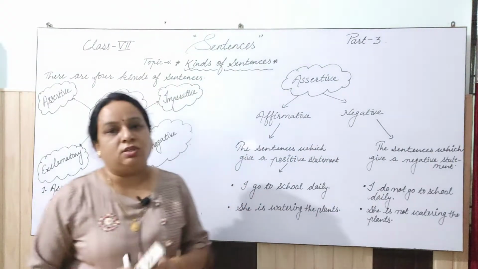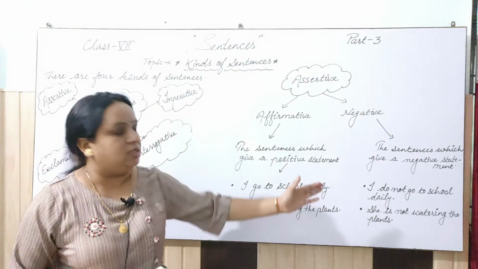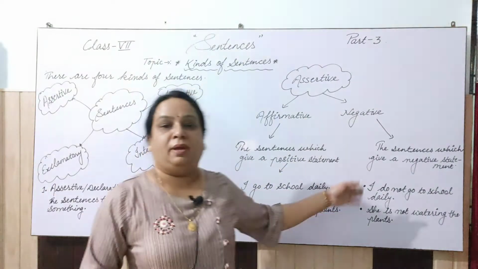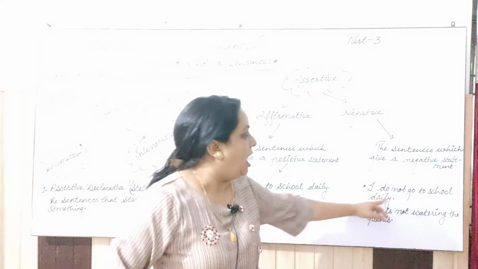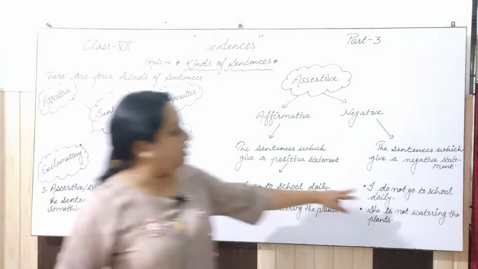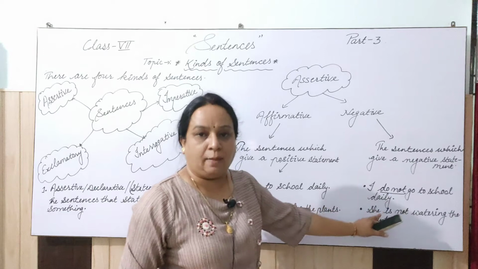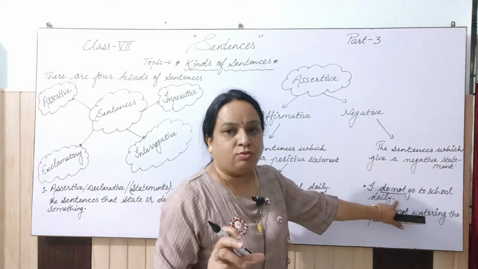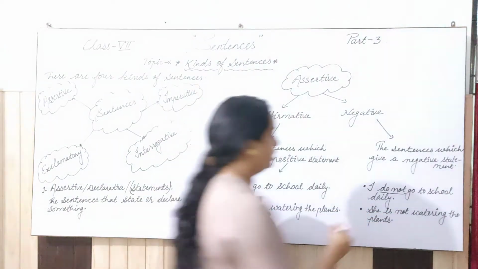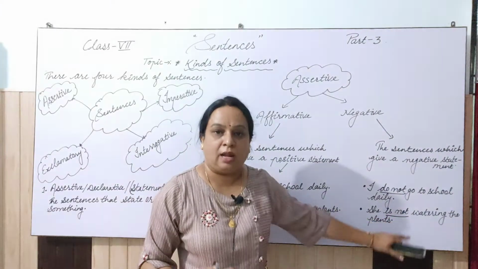A negative sentence is one which has a negative word, and that negative word will be placed with a helping verb. Clear? Like, I do not go to school. Here it was I go to school, and here it is written I do not go to school. Here do is the helping verb and not is the negative word. Another negative sentence: she is not watering the plants. Here is not is helping verb plus not.